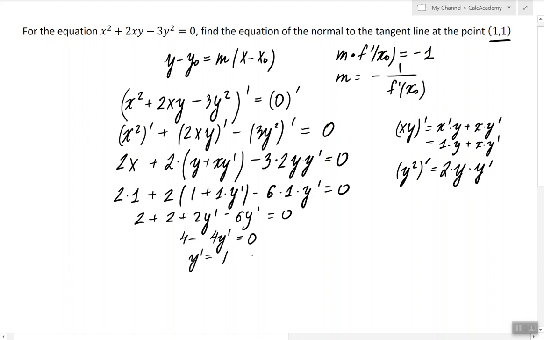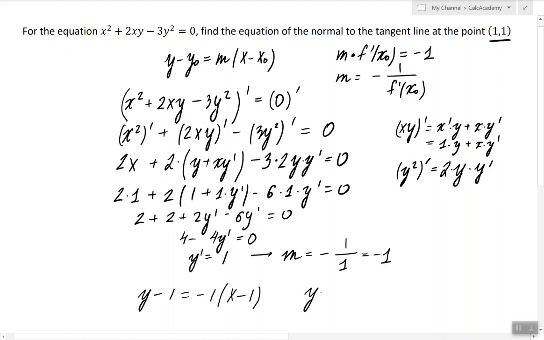If y prime is equal to 1, that means the slope of the normal line that I'm looking for is equal to the negative reciprocal of that. So the slope is equal to -1. And now we're ready to write the equation of the normal line. It's going to be y minus 1 equals -1 times x minus 1.